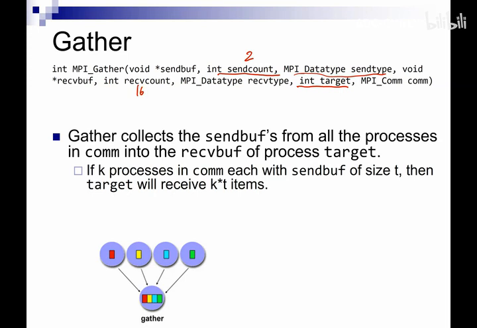So in general, if we have a communicator with k processes in it, suppose that this comm has k processes, and each of these processes has a send buffer of size t, then the target will need to receive k times t items. Therefore the target needs to allocate a receive buffer of size k times t.